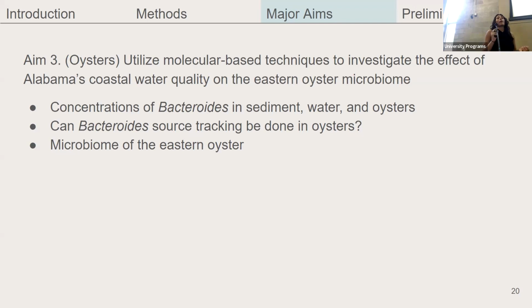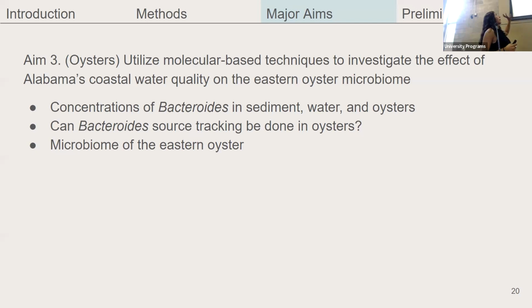Specifically, I'm going to look at how the concentrations of Demetriades change between sediment, water, and the oyster samples. And I also want to ask the question, can Demetriades source tracking be done in oysters? What I mean by this is, are the relative contributions of my species the same between sediment, water, and oysters? Or is there some kind of preference that the oysters have that wouldn't make them a good sentinel for source tracking? And then I'm also just going to delve a little into the microbiome of the eastern oyster.